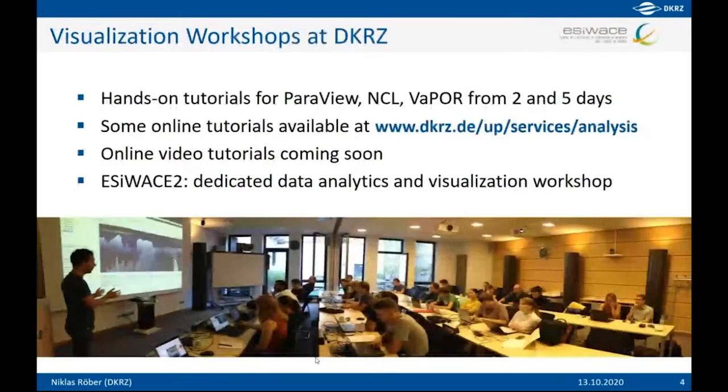Now some background information. What are we doing at DKRZ? DKRZ is a German climate computing center, and we support primarily the German climate research community with hardware, software, and tools to support their climate research. We have a big supercomputer at DKRZ where you can run very large simulations, but also very small ones. And one group is focusing on data analysis and data visualization.